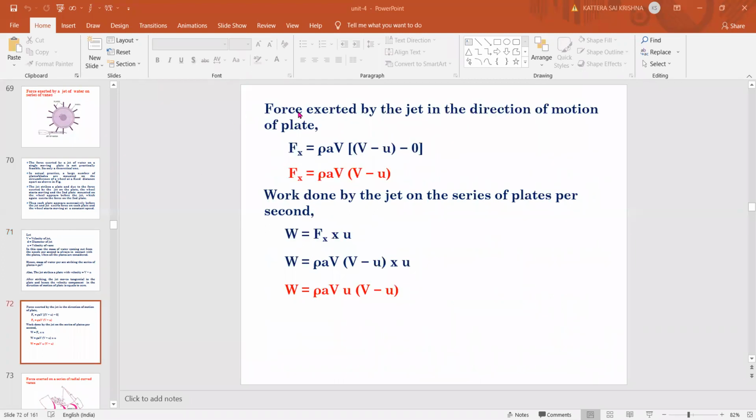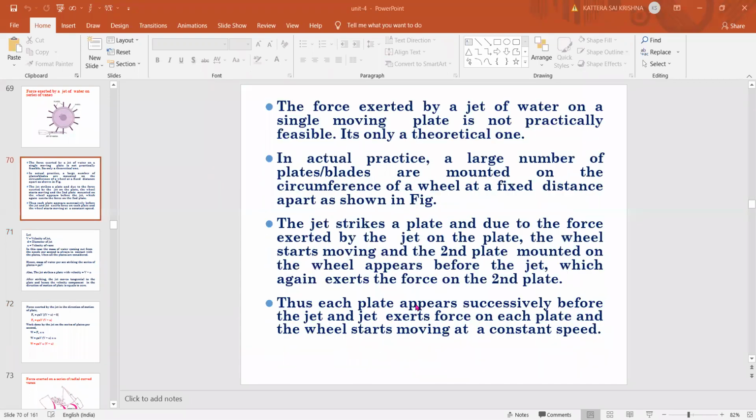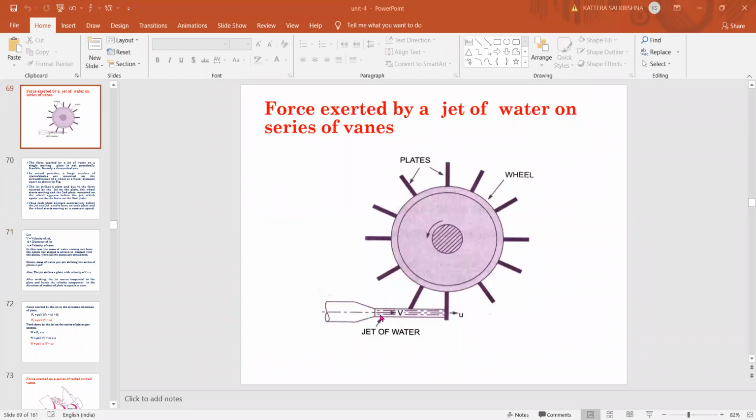So what happens here finally? We already know the force exerted in the direction of the jet, that is mass flow rate into initial velocity minus final velocity. After the water strikes the plate, in the direction of the jet we have the initial velocity, but the final velocity will be 0 when it strikes the blade. So that's why we consider the final velocity to be equal to 0.